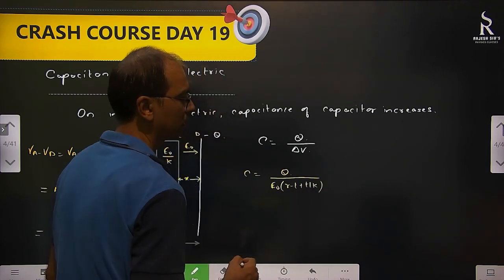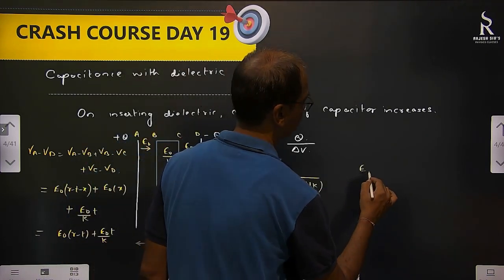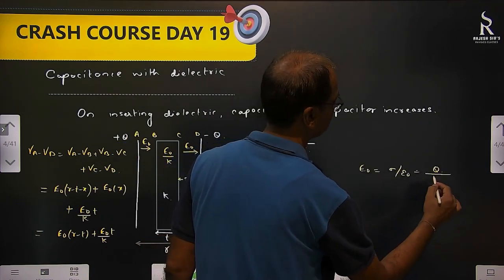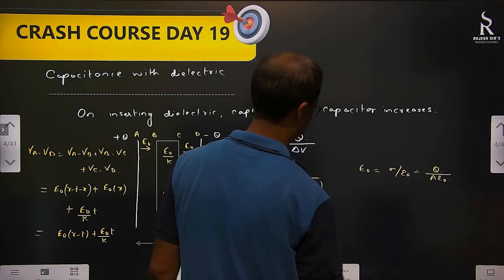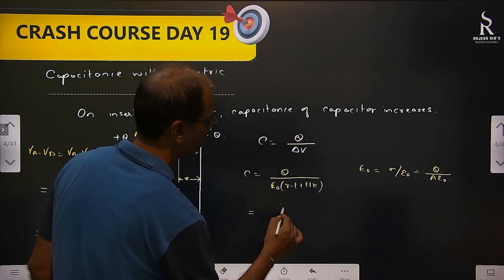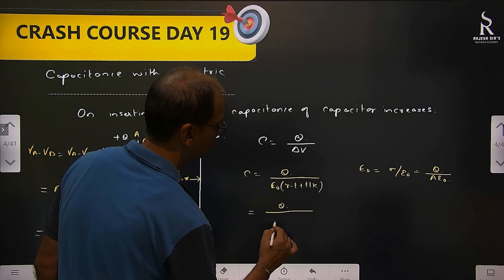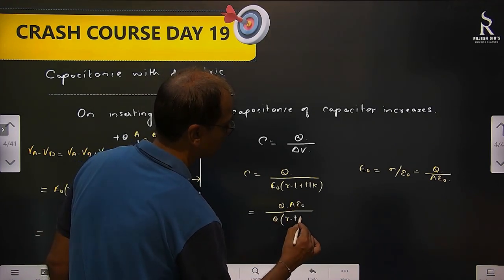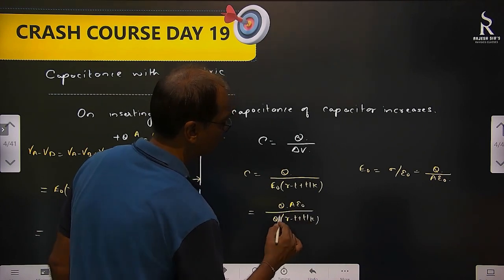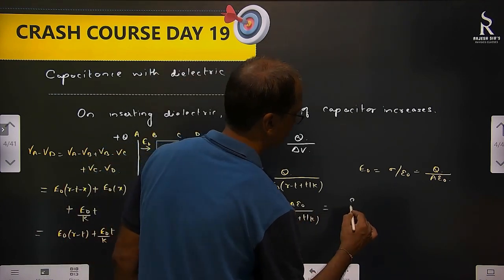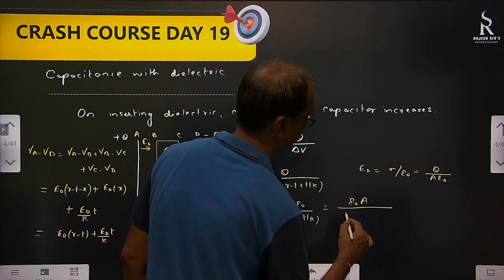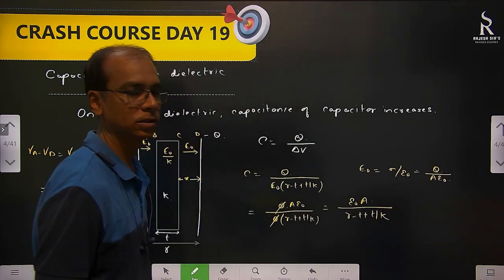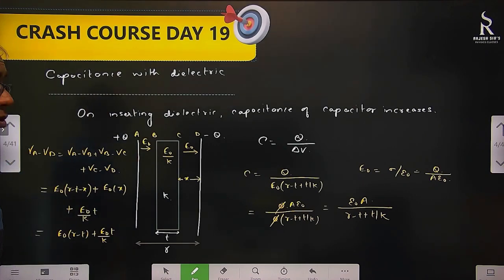And E naught is sigma by epsilon naught, where sigma is Q by A. Put it here: Q by Q over A epsilon naught, R minus T plus T by K. Q gets cancelled. So what we got is epsilon naught A by R minus T plus T by K. This is the capacitance. You should remember this; it's important.